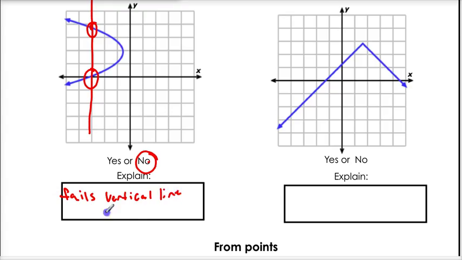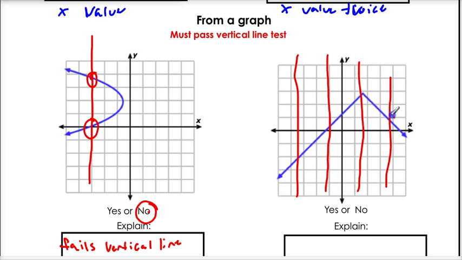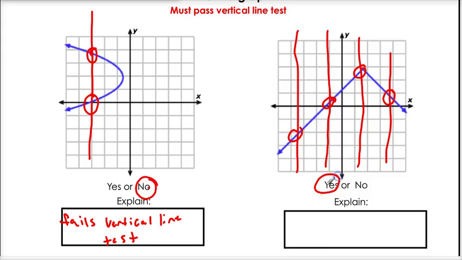In this case, though, no matter where you draw a line down, you never hit more than 1 point. It doesn't matter where you draw it. See, it only hits it once, only hits it once, only hits it once. This is a yes, that's a function. This passes the vertical line test.